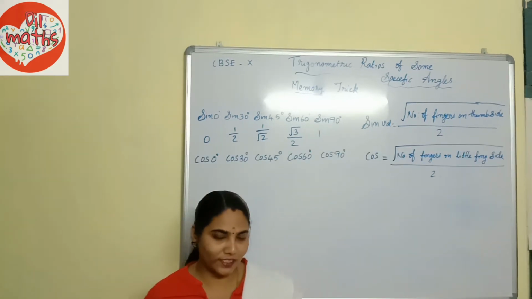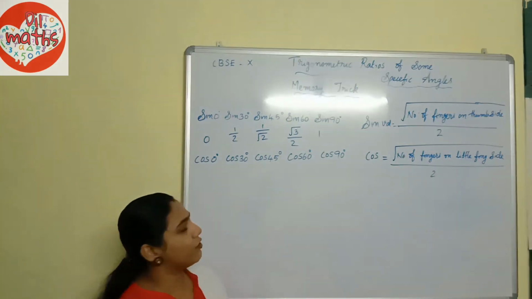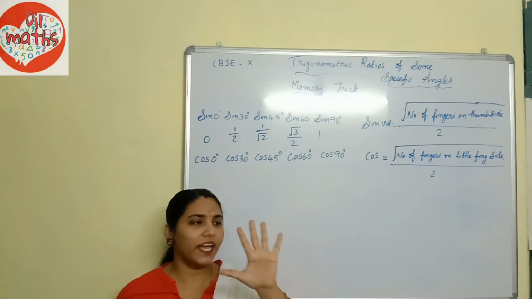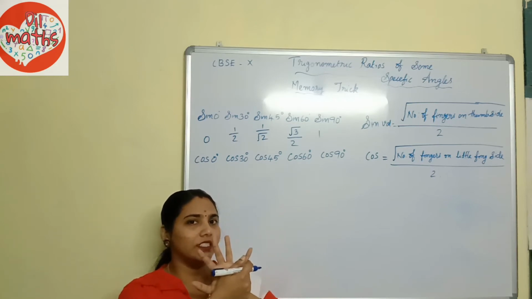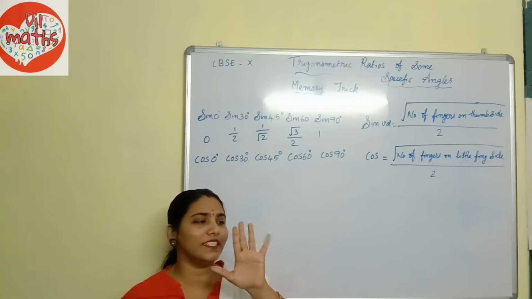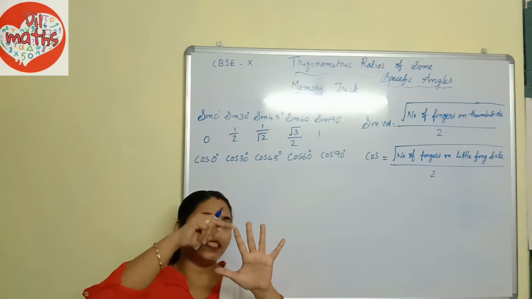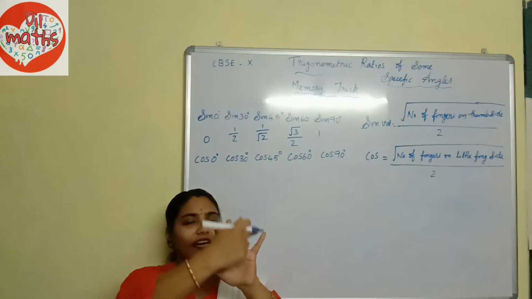Now we will check cosine values. How will we find the cosine values? Okay. So we have to take our left hand and choose our little finger. Now we are going to use our little finger side. Okay. And the values are the same. This is 0 degree, this is 30, this is 45, this is 60 and this is 90 degree.